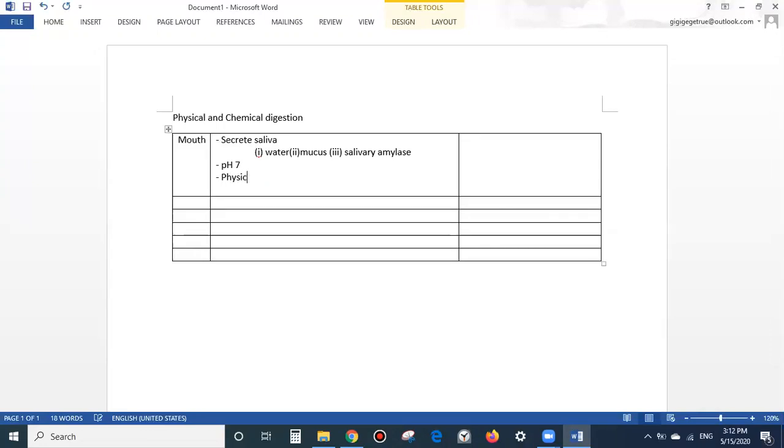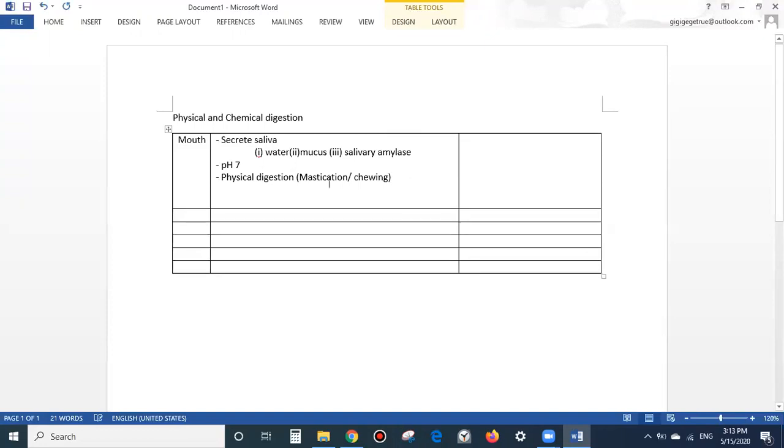And physical digestion occurs here. The physical digestion involved here is mastication. Mastication is also known as the act of chewing. So mastication is like a bombastic word for chewing lah.